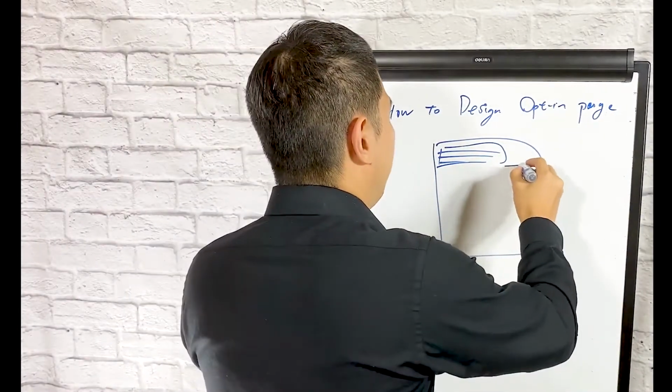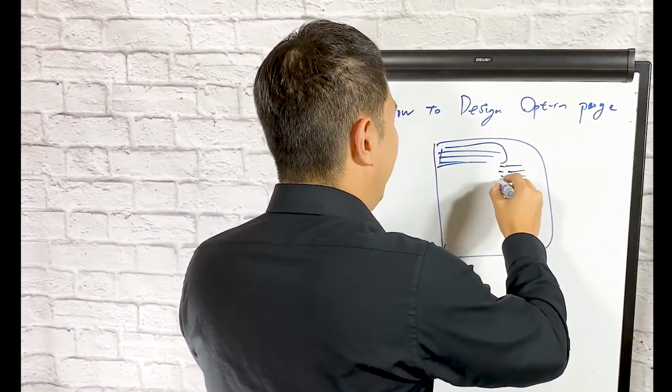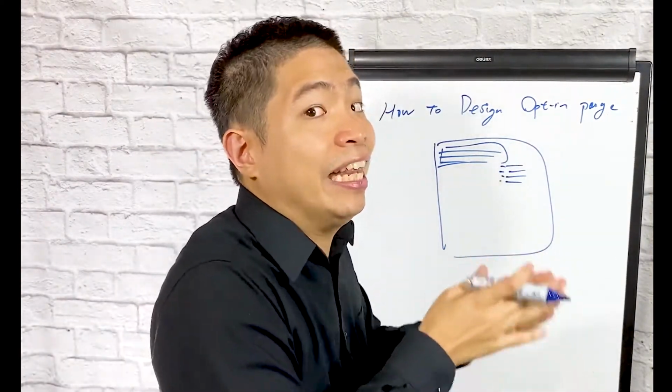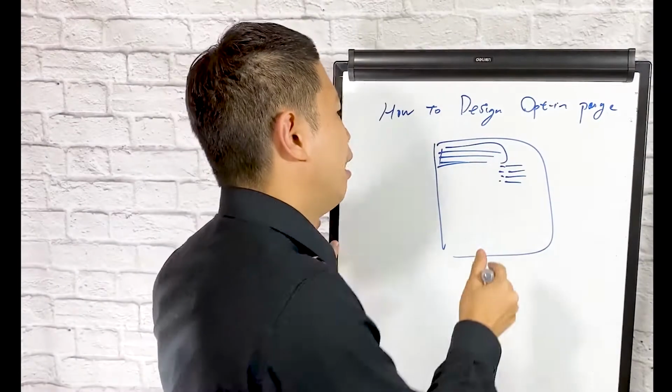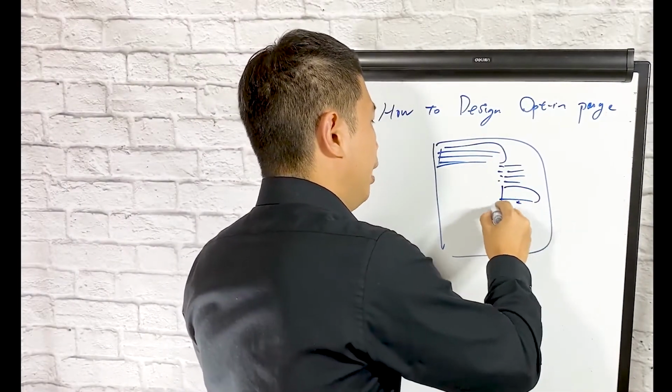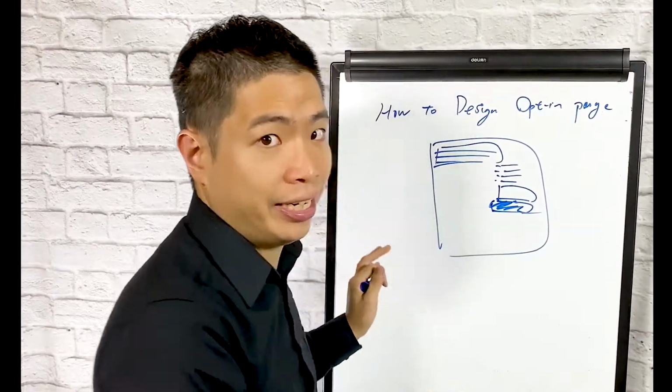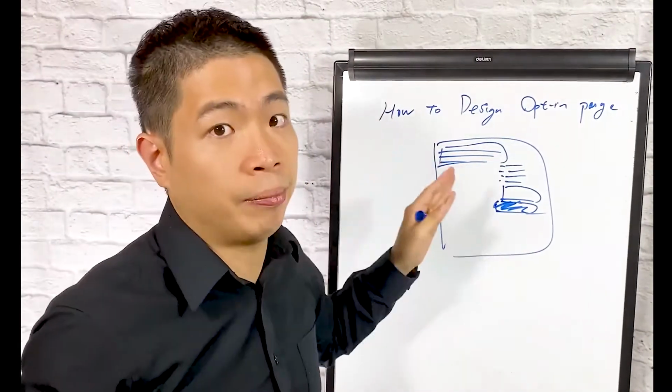Then you can have some bullet points. You can list something that you think they will also be interested in, what's in it for them, right? Then you can have the input box here. Then you can have a button here, right? So they can leave their email address here. And then they can click on the button.